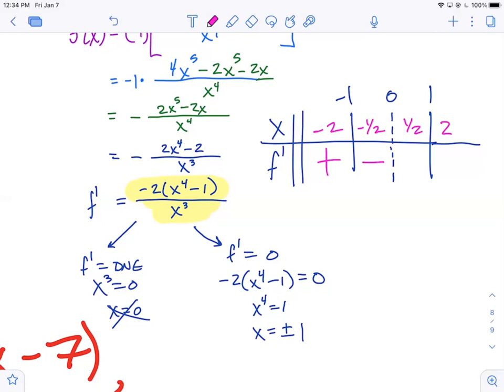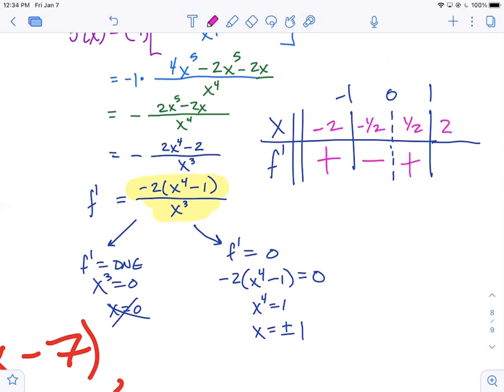Plugging in a positive 1/2. 1/2 to the 4th is still 1/16. 1/16 minus 1 is negative, times the -2 makes it positive in the top, and then 1/2 cubed is positive in the bottom. Positive over positive is positive. And then when I plug in a 2 in the top, I get a positive times -2, which is negative, over positive cubed is positive. So negative over positive is negative. Okay. And there's the result.